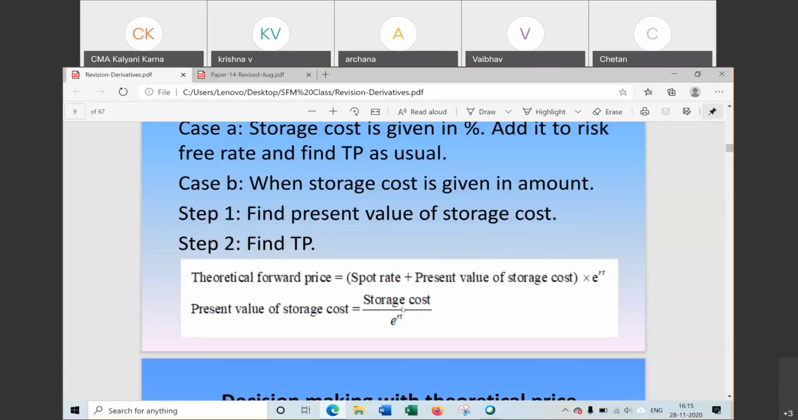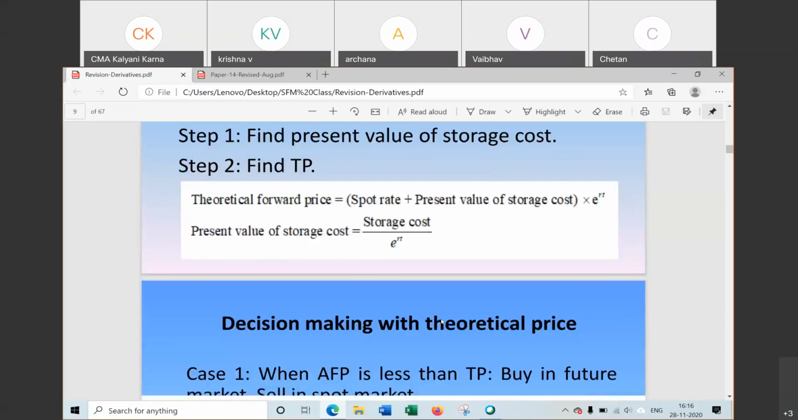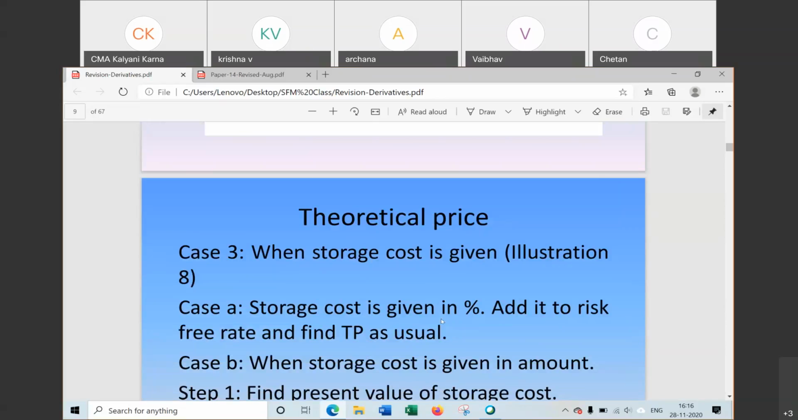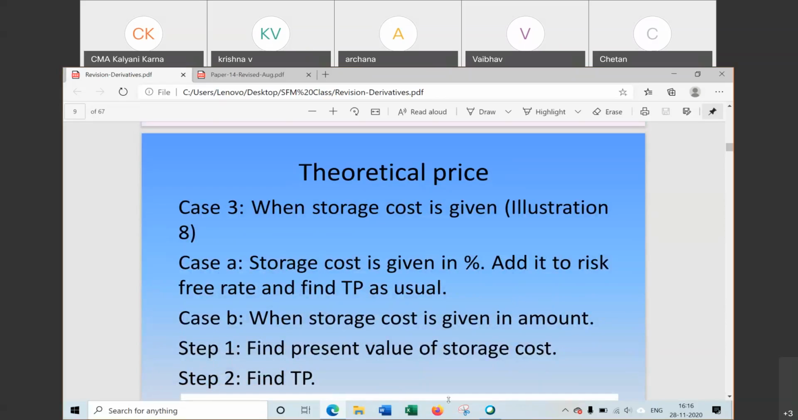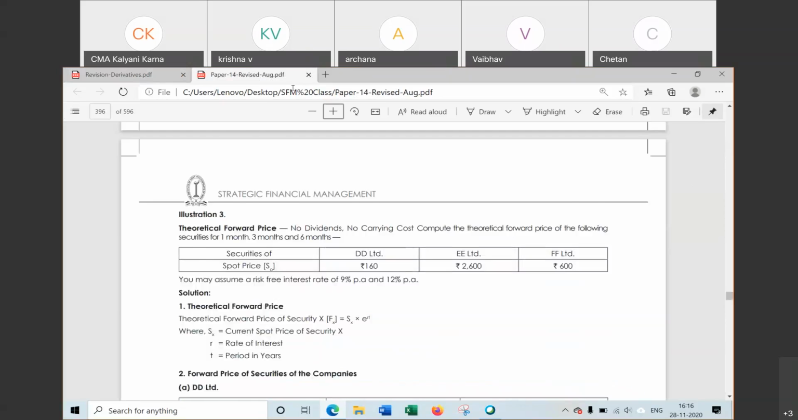How to find the present value of storage cost? Storage cost divided by e to the power of RT. So it will be storage cost divided by e to the power of RT. Question number 8 is based on this one, illustration 8. Now illustration 8 has two cases.